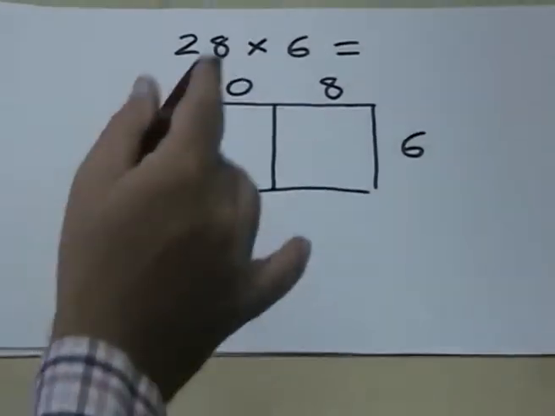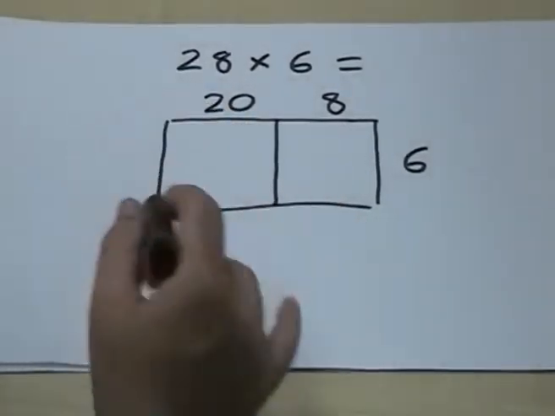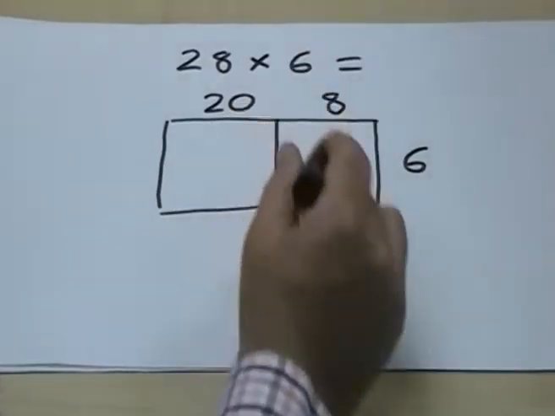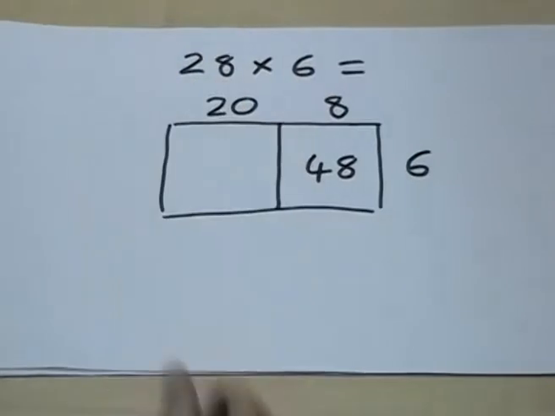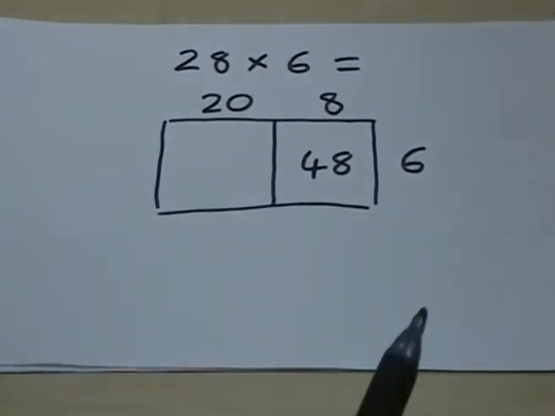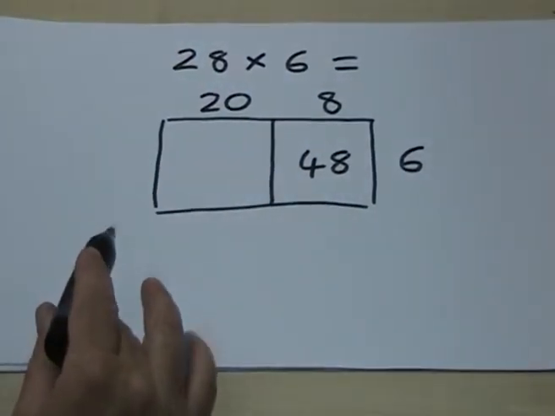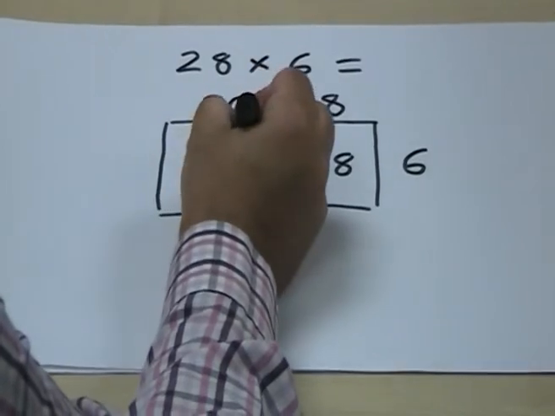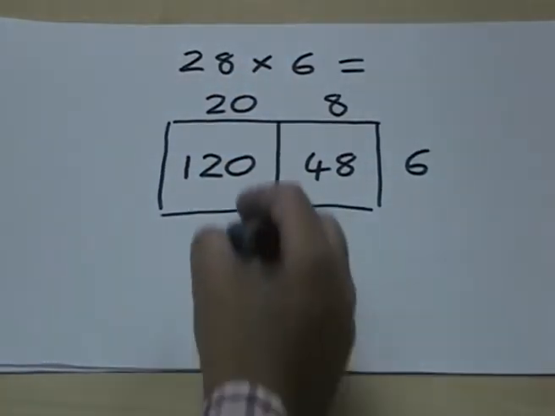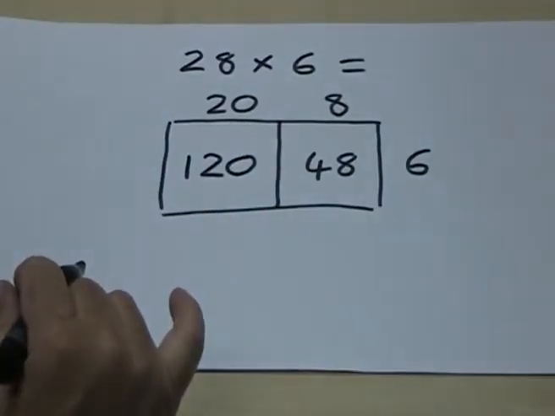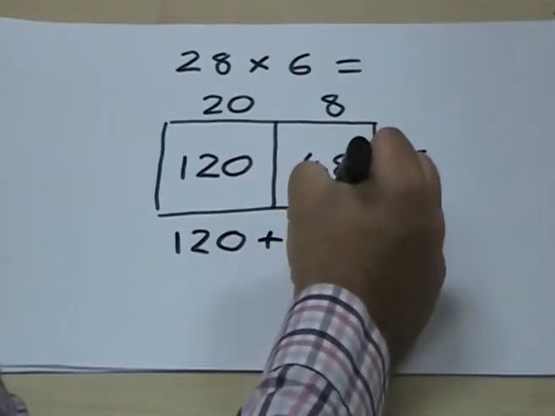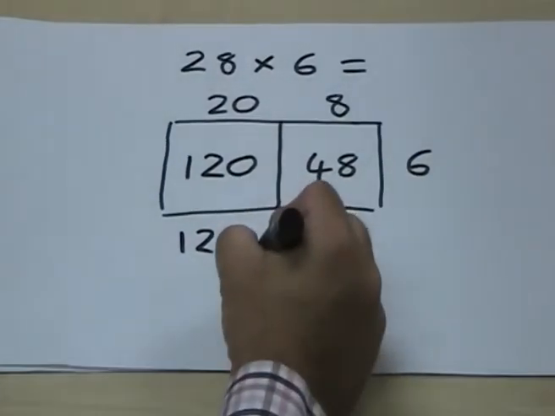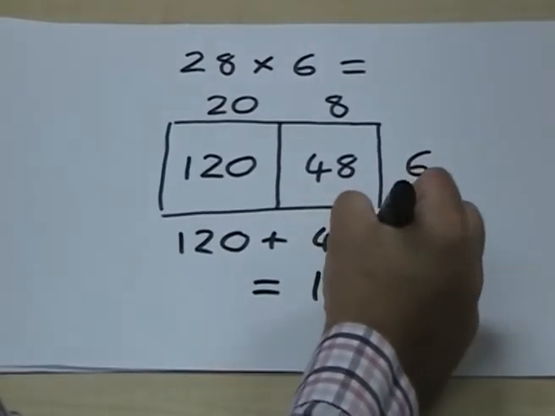We then multiply column by row and then add up the results. So 6 times 8 is 48. 6 times 20. Well, an easy way of doing 6 times 20 is 6 times 2, which gives us 12, times 10 gives us 120. We then add up the columns, which is straightforward in this situation, giving us 120 plus 48. And then add up the result, which will give us 168.